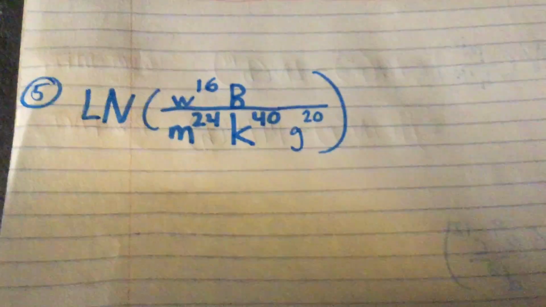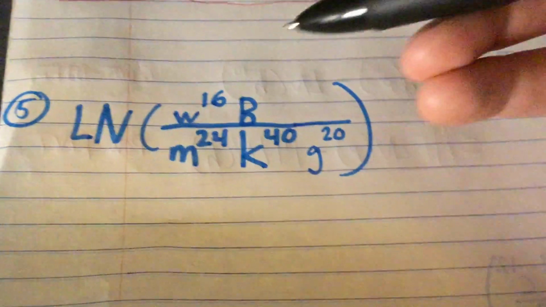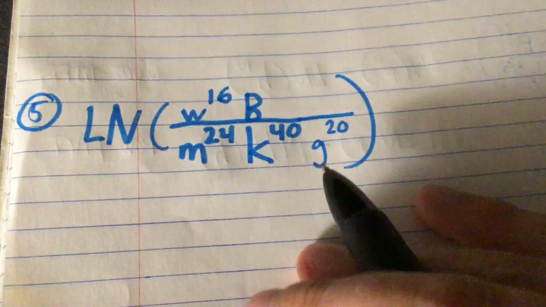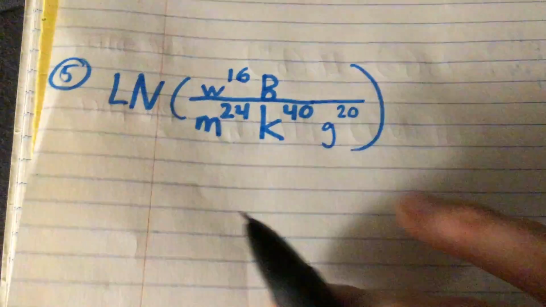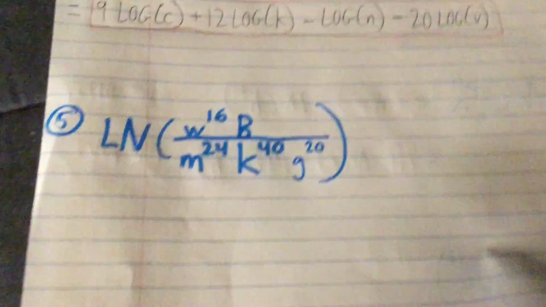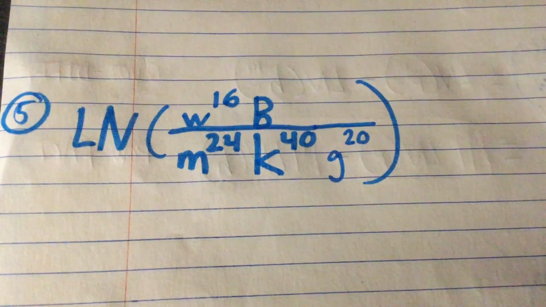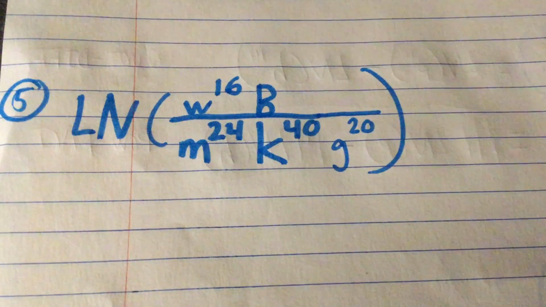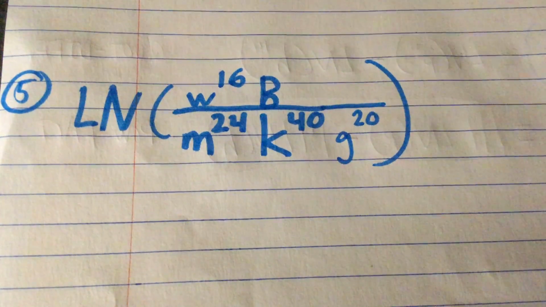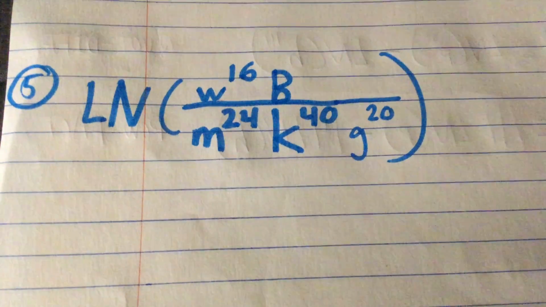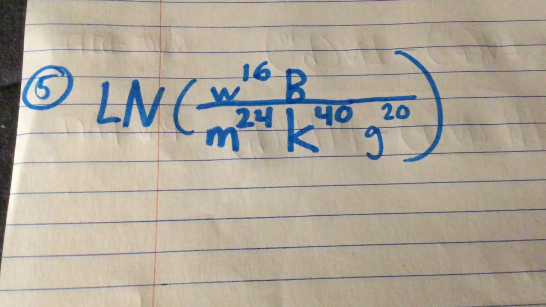All right, number 5. That was a lowercase b, but I didn't want anybody confused, so it's a capital B now. It didn't look right, so I had to make it capital. So anyway, the natural log of w to the 16th b over m to the 24th, k to the 40th, g to the 20th. Take a deep breath. How do I expand this logarithm?